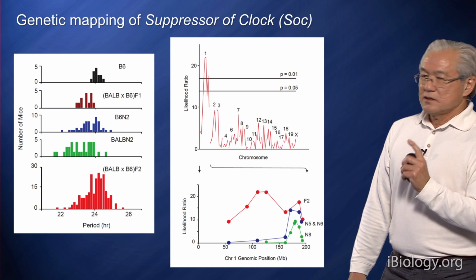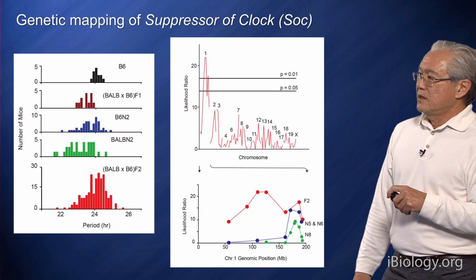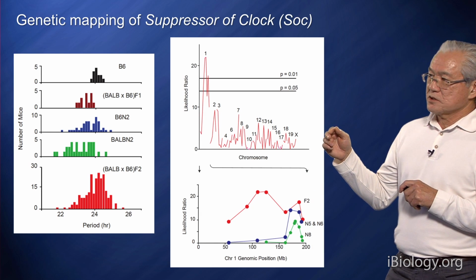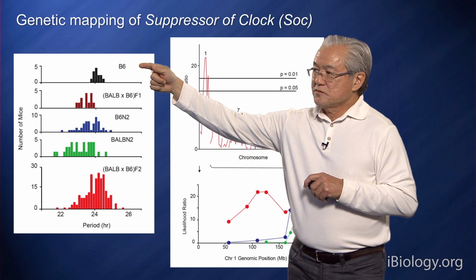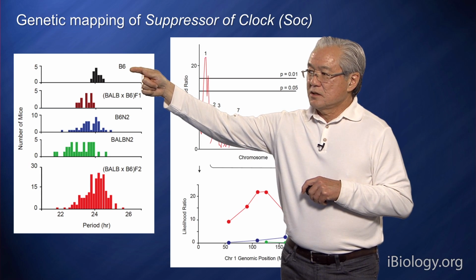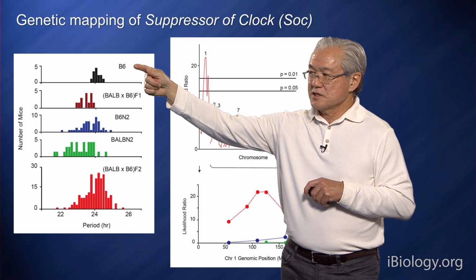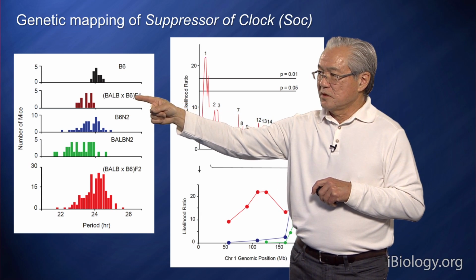So how do we find this suppressor gene? We can approach this by trying to genetically map the suppressor. And this is done by comparing different types of crosses. So here's the clock mutation on a pure B6 or C57 black 6 background. This is the F1 that we saw before.